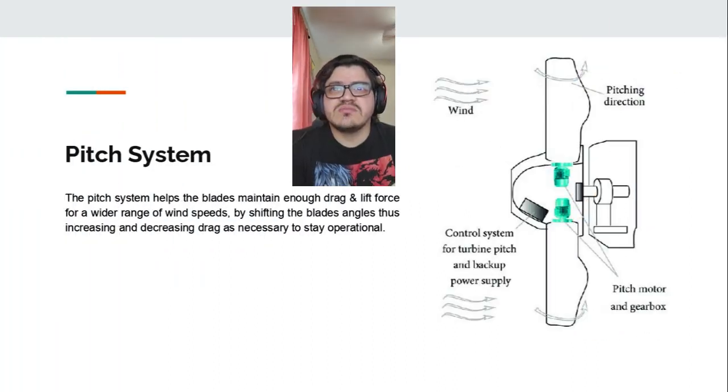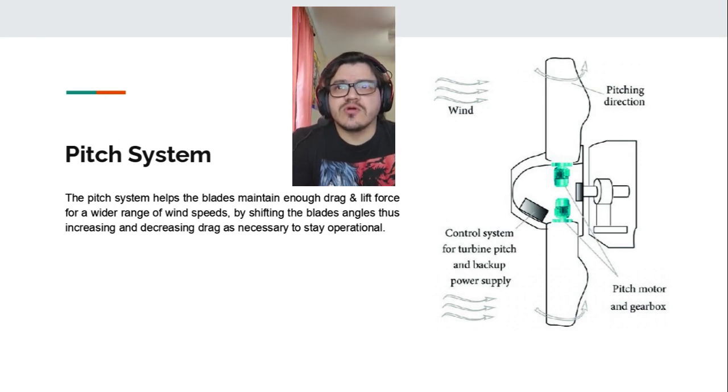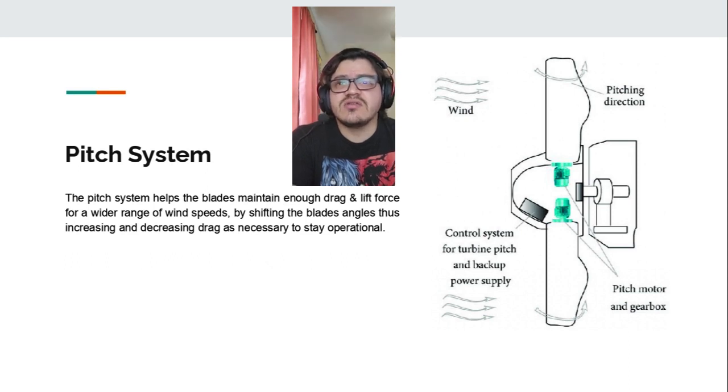The pitch system consists of several gears and motors. They go inside the rotor hub. They are attached to the blades and they help the blades maintain enough drag and lift force for a wider range of wind speeds. This allows the wind turbine to have a wider range of operation.